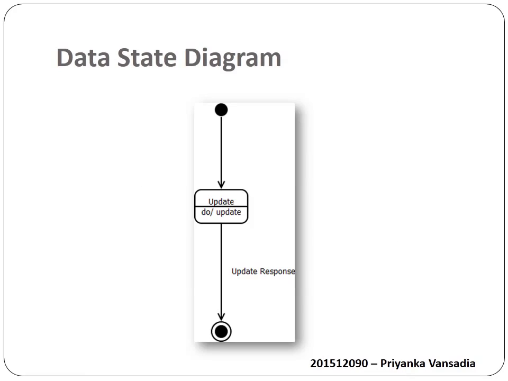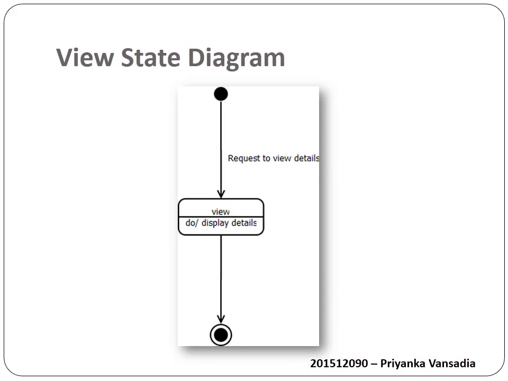This is the state diagram for data. Here there is only one state in the diagram, that is update. The system will enter the update state whenever the admin requests to update data. In the update state, the updating of the data is done by the admin. After the updating of the data, the system process ends with the response of the updated data.